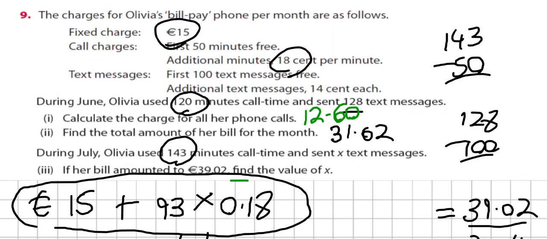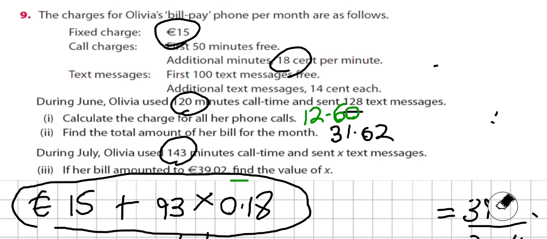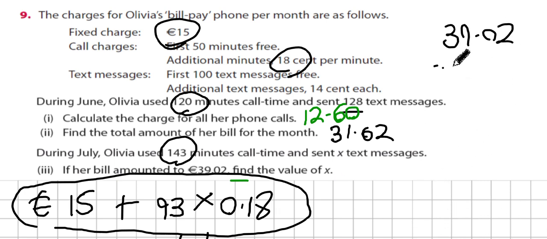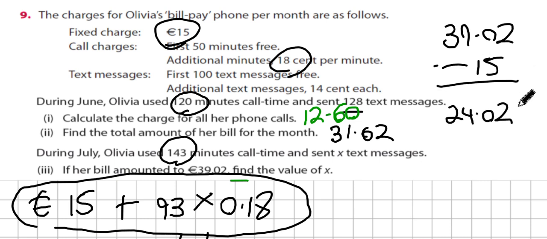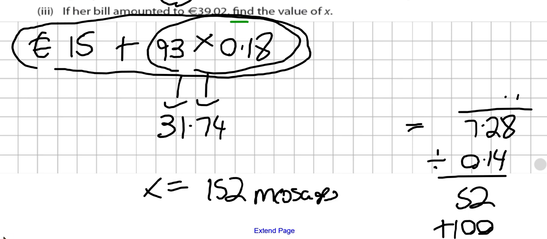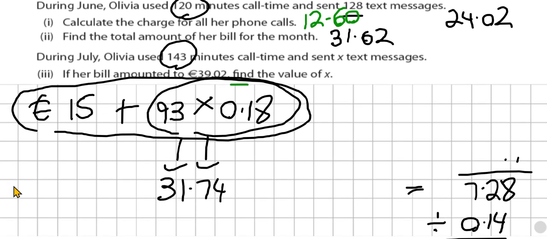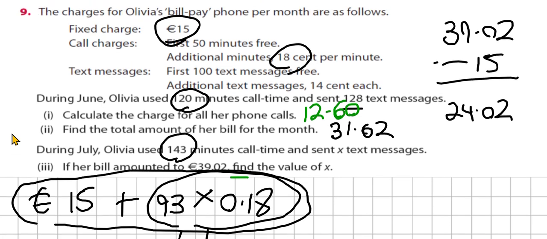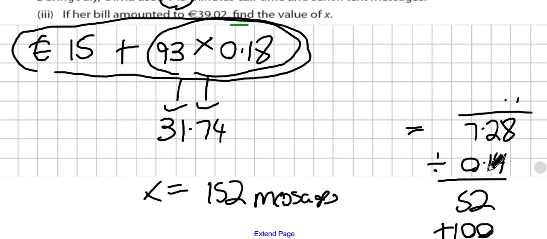Just to recap, if you will, you get your €39 and 2 cents, and you go, well, look, I know €15 is charged no matter what, and that brings you down to €24 and 2 cents. Then you do the 143 minutes, in which 50 of them are free. So you take away the 93 by the 0.18. You take away that, and then you're left with, what did we say it was earlier? We did divide it by 0.14 at the end.